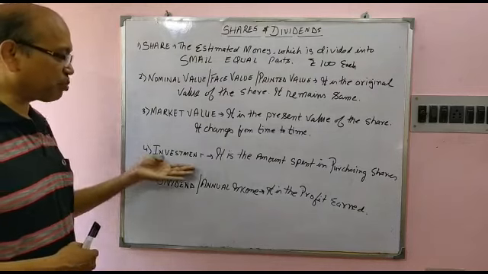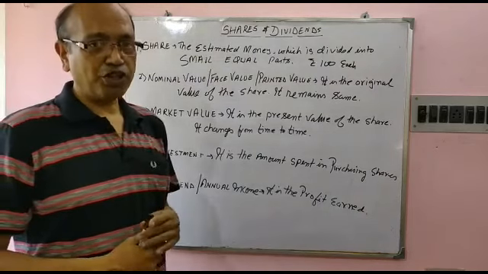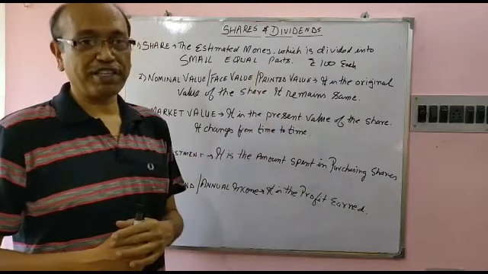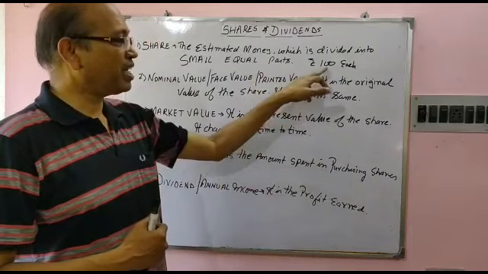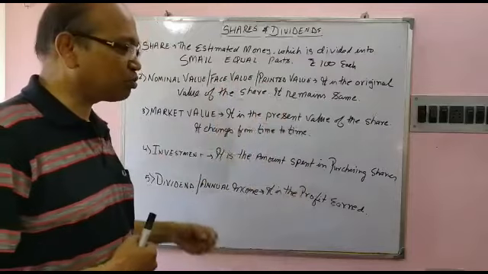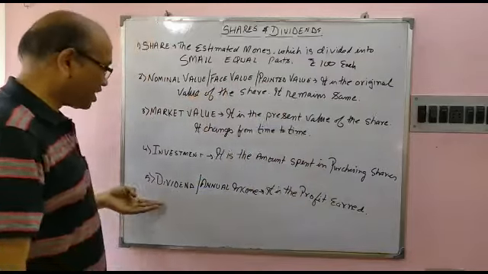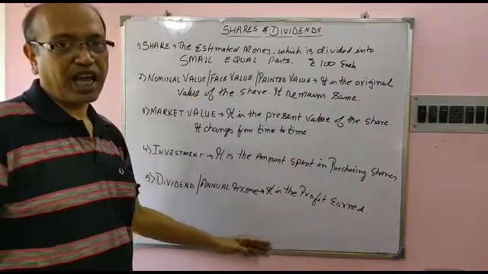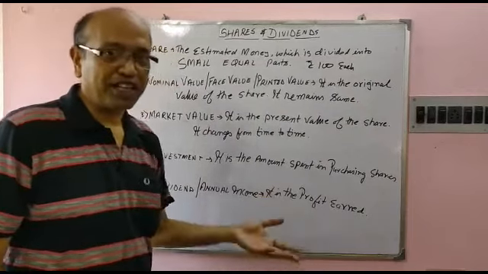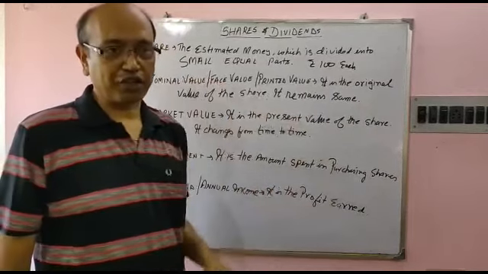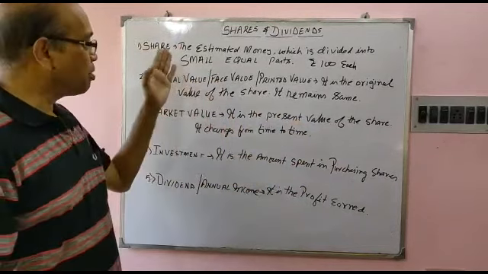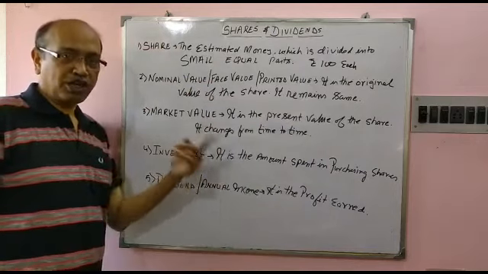Next is investment. It is the amount that we spend in purchasing the shares. Like what I said, if I want to invest 1,000 rupees, that means I have to buy 10 shares of 100 rupees. So 1,000 rupees is my investment. Next comes dividend, also known as annual income. This is the profit that we earn on our investment. You may note this down before we go on to the next part.